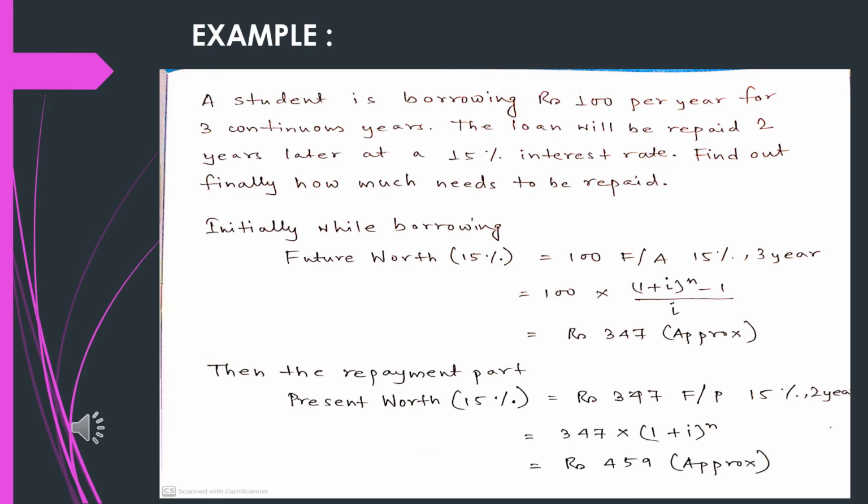So this is a particularly tricky sum. Why are we saying it is tricky? The first 3 years are basically the borrowing period. If we are borrowing the sum of 100 per year, that sum of 100 remains constant for the period of 3 years, so we can consider it to be annual worth. We need to find the total borrowing after 3 years, so that we can have the figure of how much we need to repay.